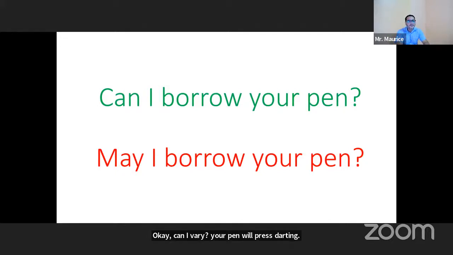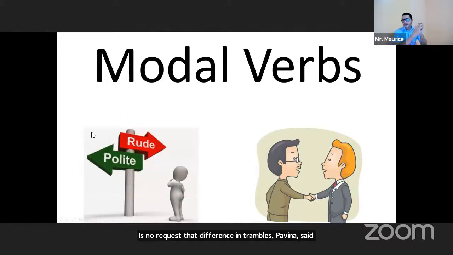Otra forma también de utilizar en vez del can, como están viendo, es may. May I borrow your pen? Tanto la primera como la segunda oración tienen el pronombre yo, y esto es un permission. No es request. La diferencia entre ambos viene a ser esto. Polite, que significa una manera amable o un poco formal, y la otra es rude, informal, casi tocando lo grosero, ¿verdad?